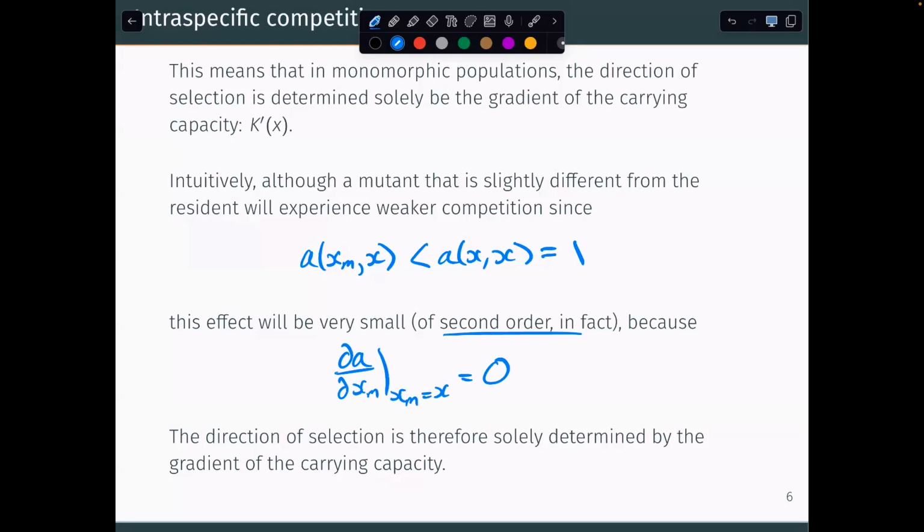So later on, we have to think about the second order derivatives, but initially, as this population is evolving to start with, we don't have to take that into account at all. Like I said, the direction of selection is therefore solely determined by the gradient of carrying capacity.